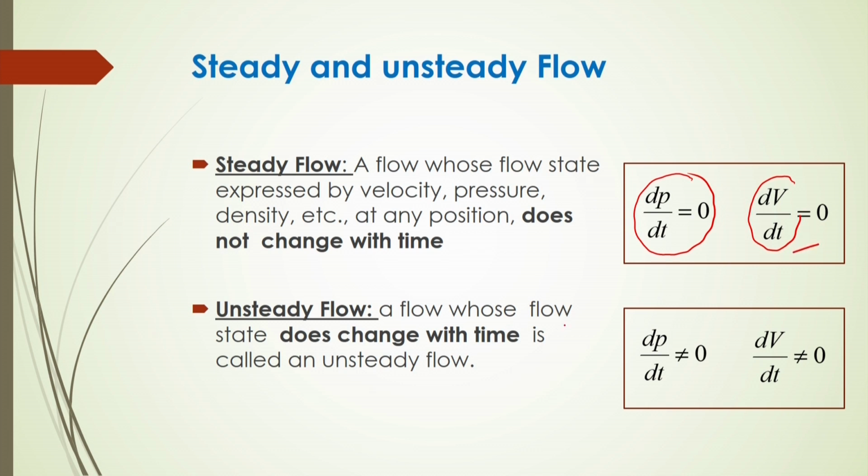Unsteady flow is defined as the flow whose flow state will change with respect to time. So that will be called an unsteady flow. In this case you will see that dP by dt will not be equal to 0; there will be a certain rate at which pressure will change with respect to time, and also the velocity will change with respect to time. That will be called acceleration. So in that case it will be unsteady flow.